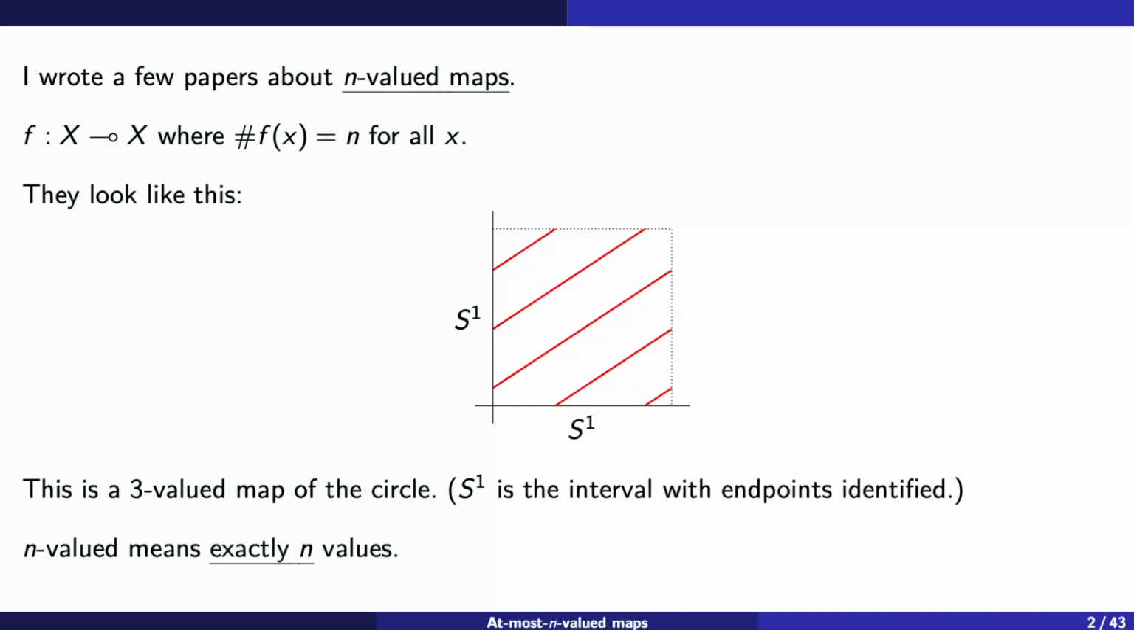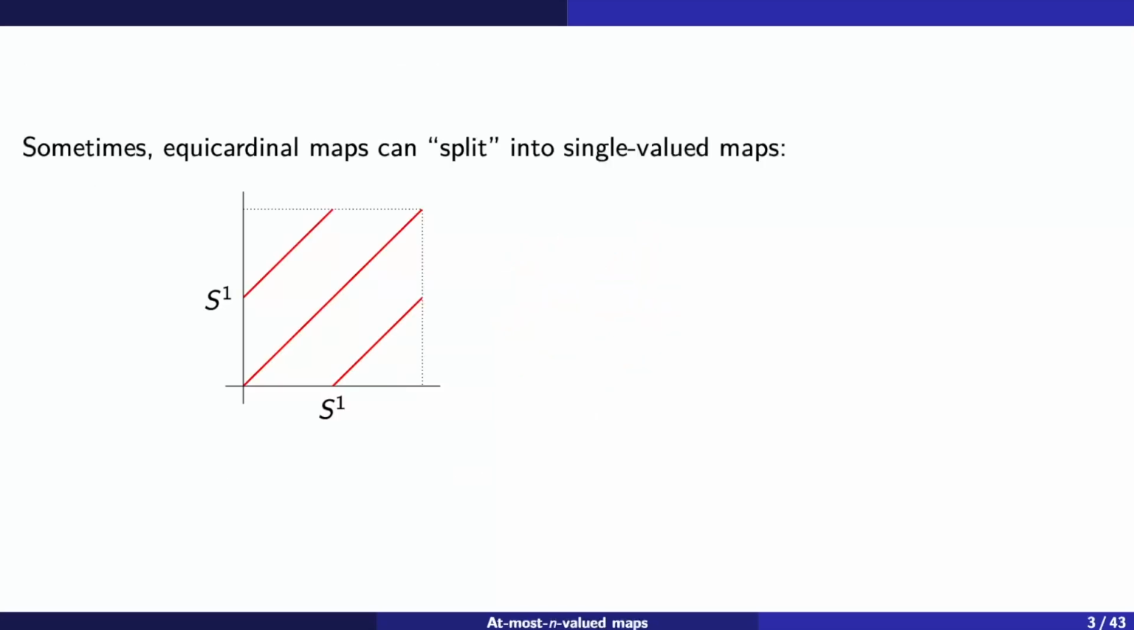N-valued means exactly n. So when I say three-valued, every x has three values of y. These we also call in the paper equicardinal. Cardinal is the fancy word for the amount of things, meaning every x value has the same amount of y values. In that example, it's 3. This one is two-valued. Sometimes an equicardinal map can split into single-valued maps.